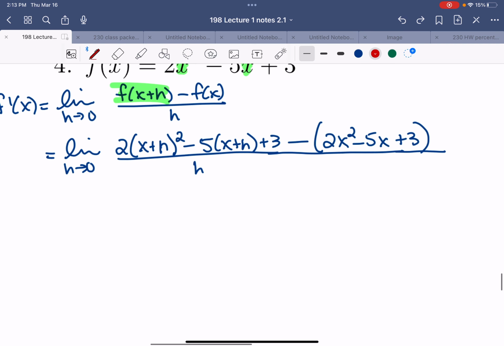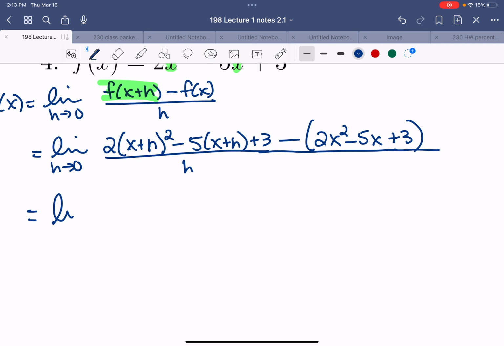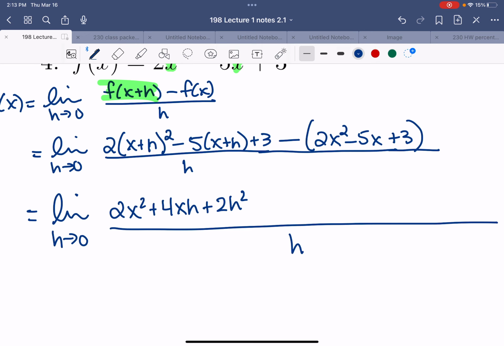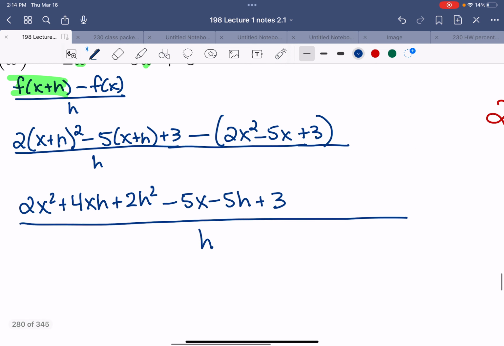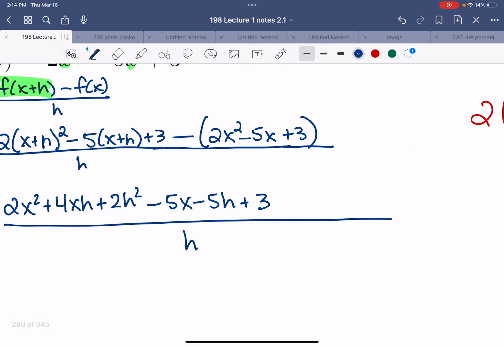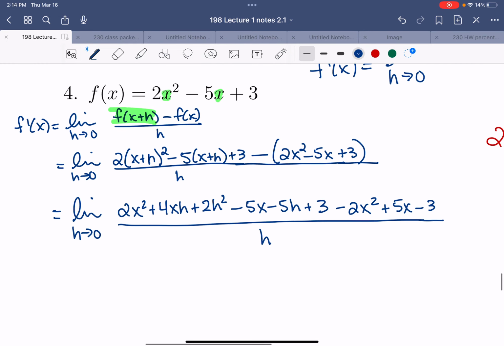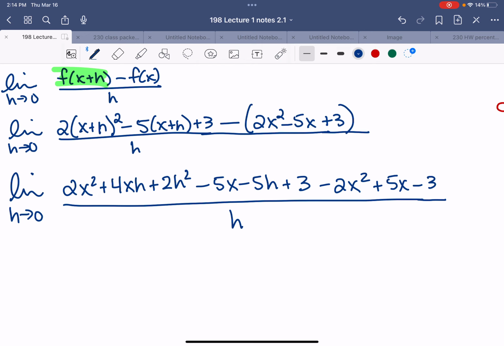Okay, so that means this is going to become the limit as h goes to 0 of 2x squared plus 4xh plus 2h squared. The next piece, we have negative 5 times x plus h. So distribute that negative 5. Minus 5x minus 5h plus 3. Now, on the second piece here, I have to distribute the negative to everything that's in the parentheses. So minus 2x squared plus 5x minus 3. Okay, and now I have everything all multiplied out and it's ready to go.